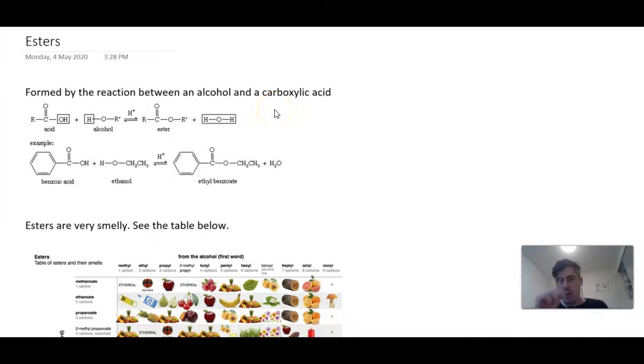Okay, in this video we're going to look at esters, which are quite an important type of organic molecule in flavourings and in smells, fragrances. Now, esters are formed between two organic molecules that you will be familiar with, alcohols and carboxylic acids, in a process called esterification. Okay, esterification.